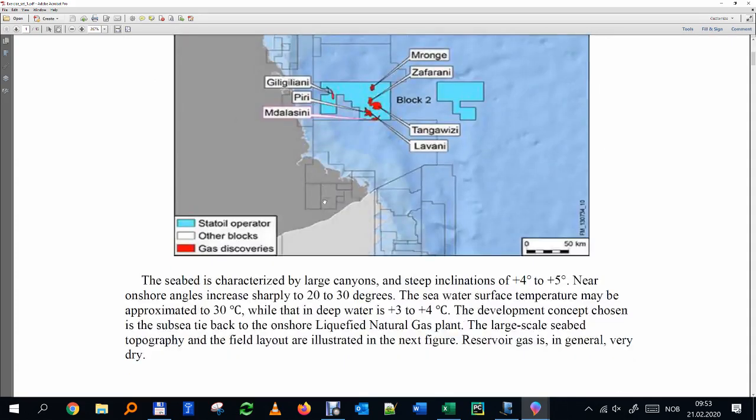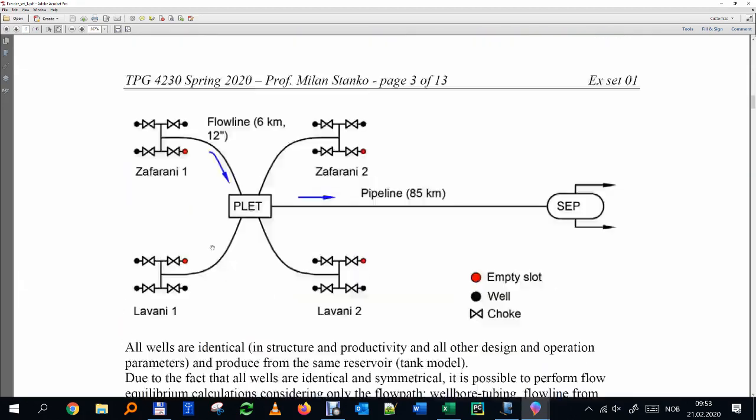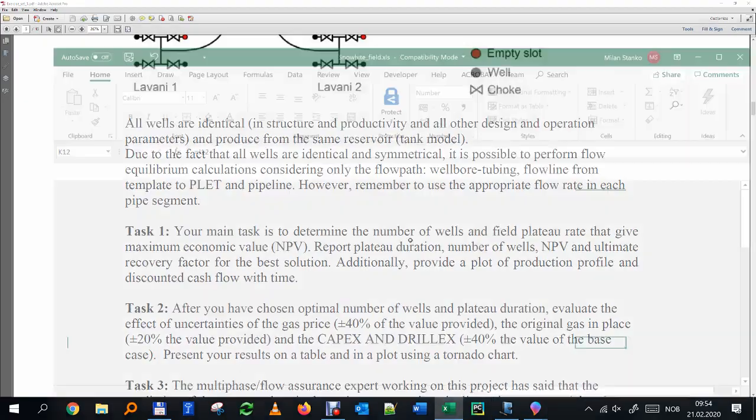Okay, so first it says you have to compute. The main objective is you have to find the number of wells and field plateau rate that give you maximum NPV. So for that you need, and you see everything that comes into calculating NPV.